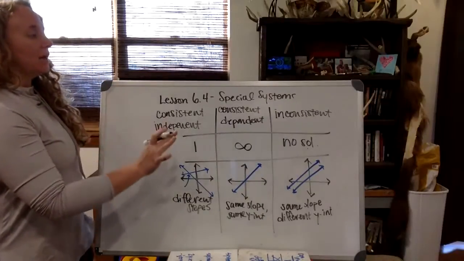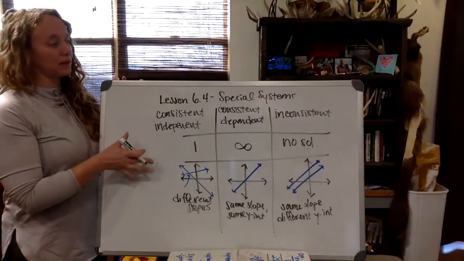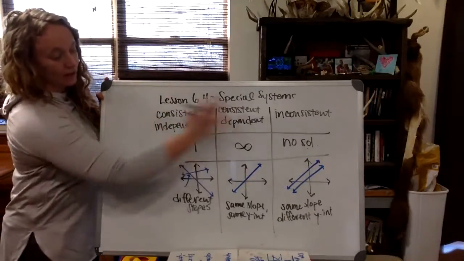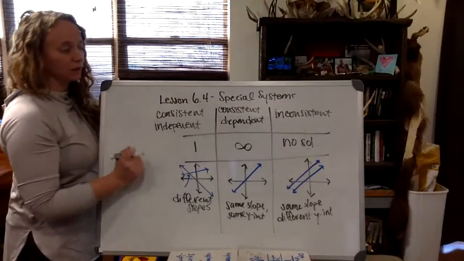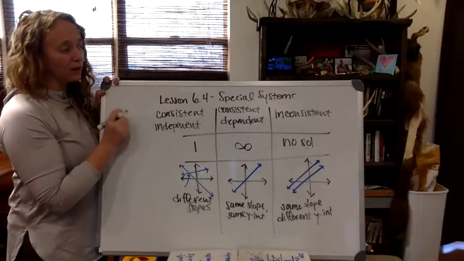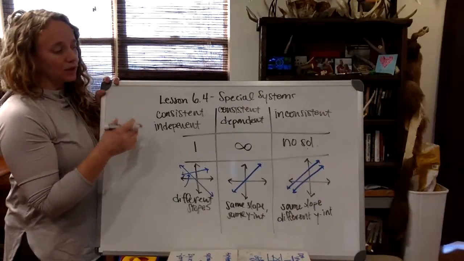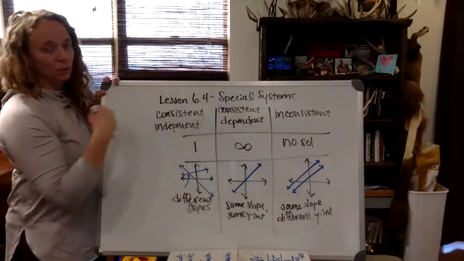So categorizing special systems. This is a table that I want you to copy down into your notes if you haven't already started doing that. Essentially a 3x3 table. You're going to draw 3 graphs. You're going to say 1, infinite, no solutions. And you're going to put these titles on here. You have 1 test question on these for your exit pass, as well as questions on the must-do practice problems saying categorize the system. This is what you're talking about.